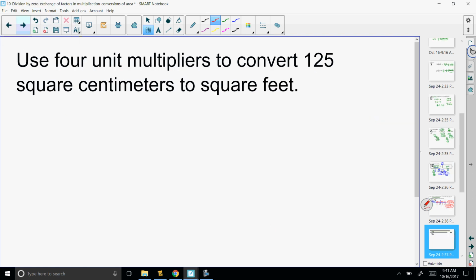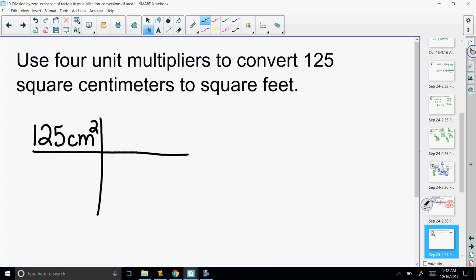Let's look at another example. Use 4 unit multipliers to convert 125 square centimeters to square feet. So start with your given information. 125 square centimeters. How many unit multipliers? 4.